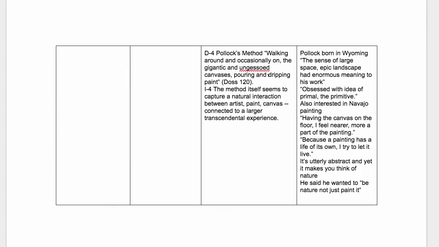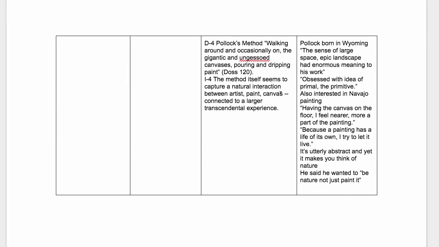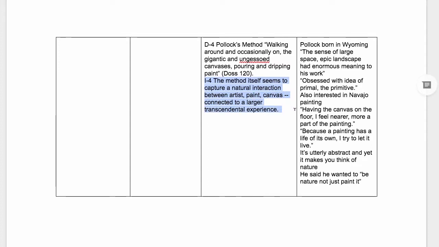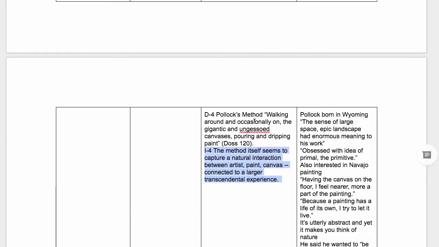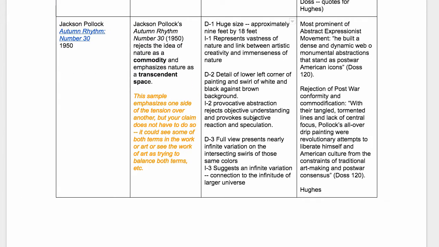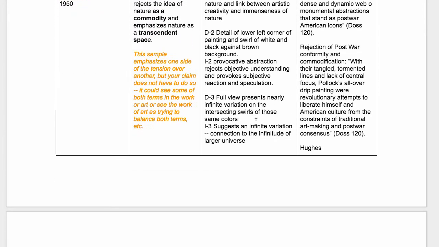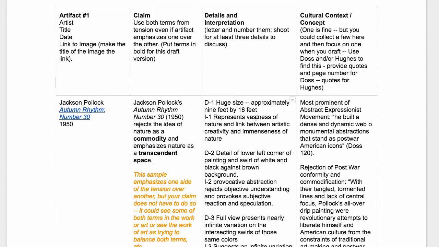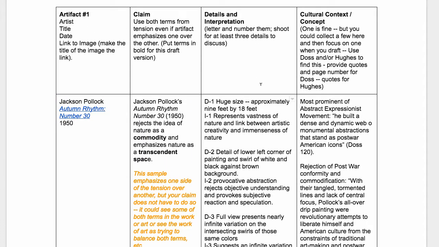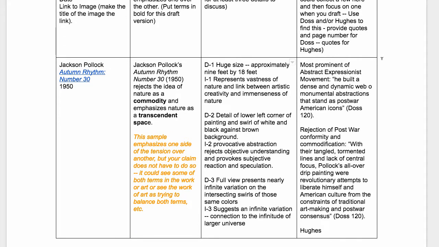And then finally, I was really interested with Pollock with the video that Hughes showed us and the description Das gave of how he painted. That was part for me of how I see him connecting with nature. So again, this time the detail comes from Das describing his method and then my interpretation of it. So you notice I've numbered each detail and I've paired it with an interpretation. That's what D1, I1, D2, I2, D3, I3 means. So I'm really carefully walking through details and interpretations of details that connect to my claims.